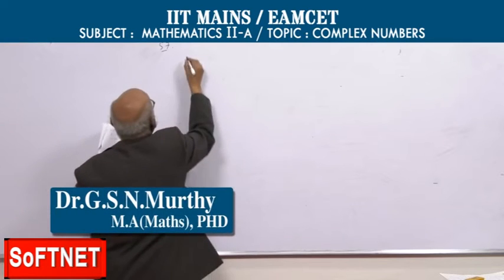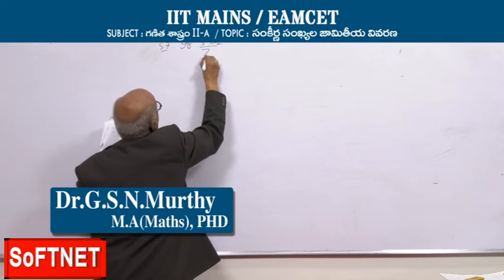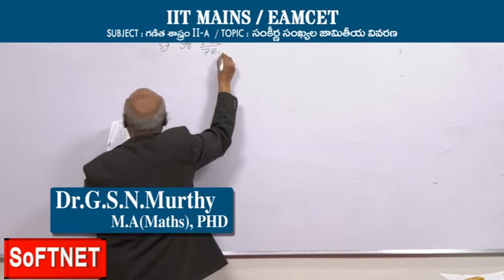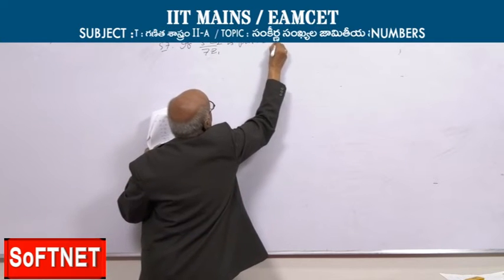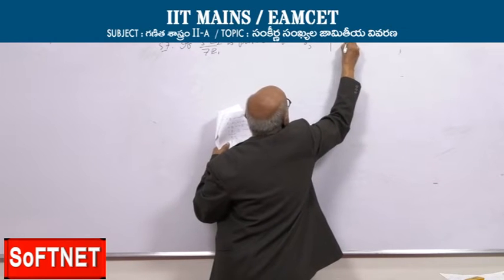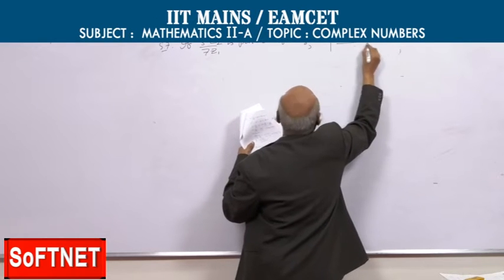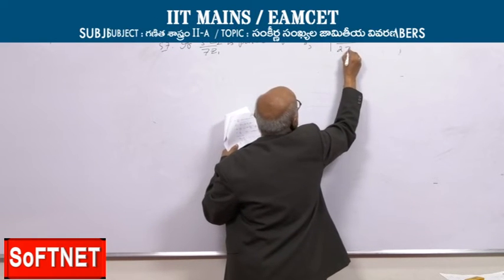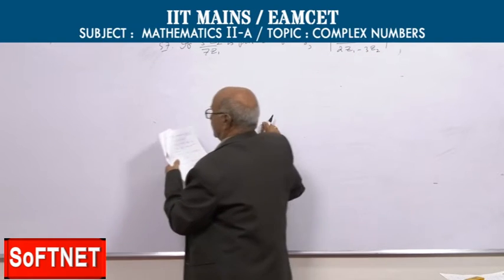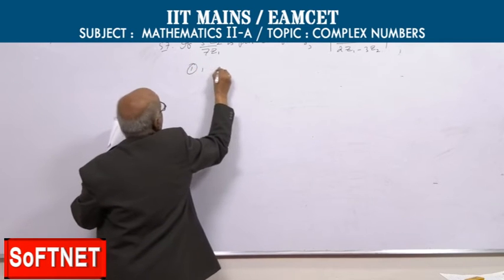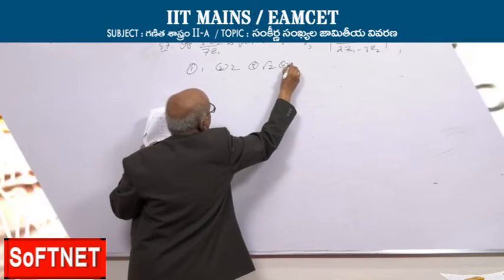27. If 5Z2 by 7Z1 is pure imaginary, then the modulus of (2Z1 plus 3Z2) by (2Z1 minus 3Z2) is equal to: 1, 2, 3 root 2, 4, 2 root 2.